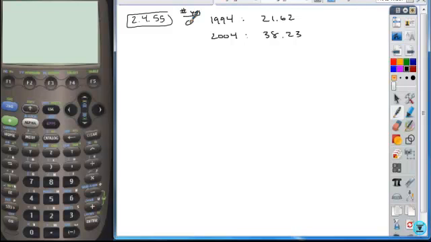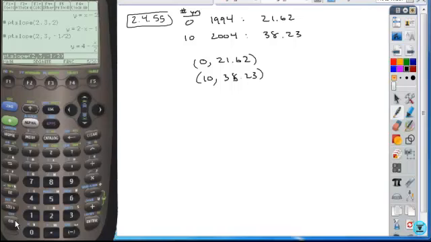Okay, so 1994 is 0 years away. What is 2004? How many years from 1994? 10. Okay, so what you have here is a set of ordered pairs. The number of years, 0, corresponds to a price of $21.62. That's one data point, a set of coordinates, and the other one is 10 and 38.23. And this is going to allow you to create an equation based on these.